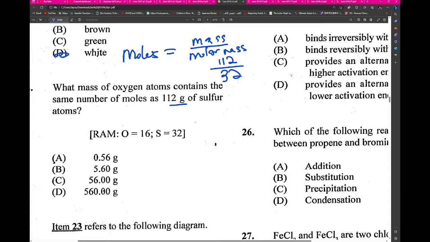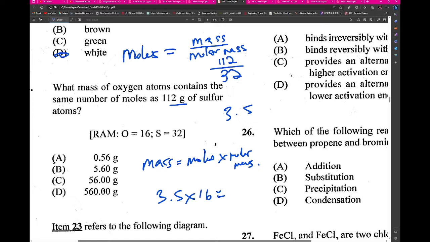112 divided by 32 should give us 3.5, right? And then we're looking at the mass of oxygen. Now to get the mass, it is moles times molar mass. So we have 3.5 times 16, this should give us 56 grams.